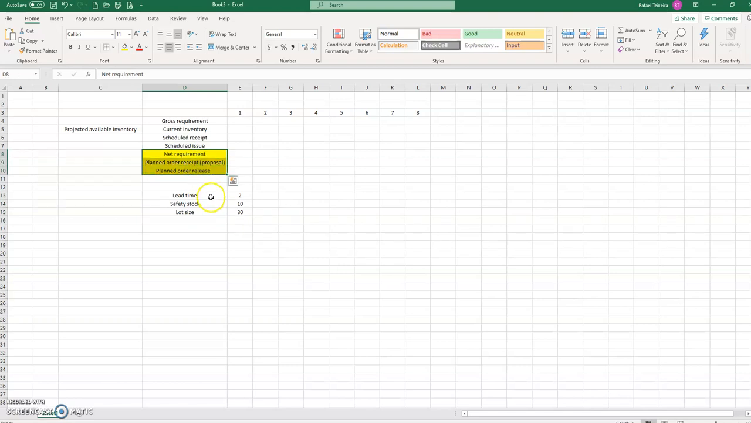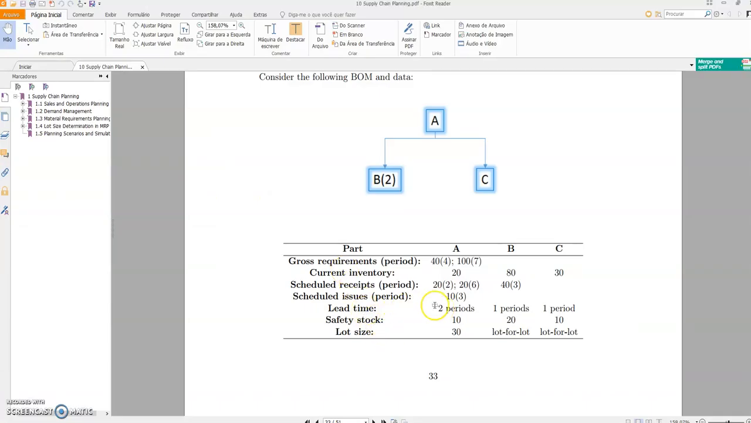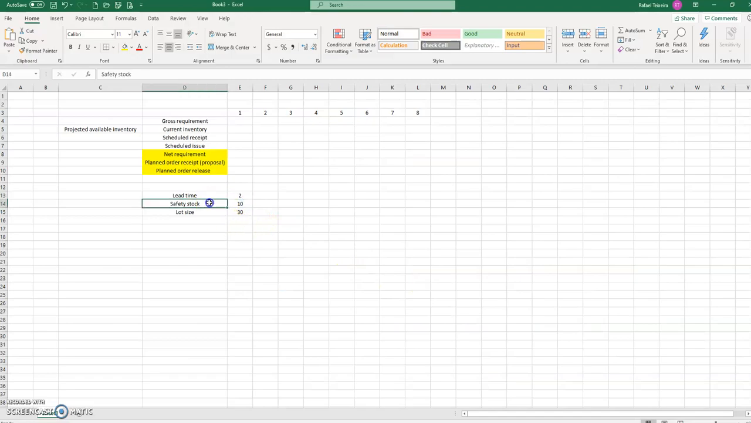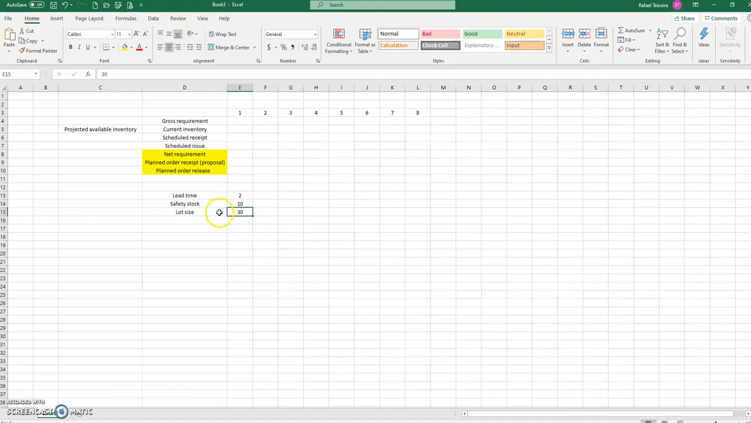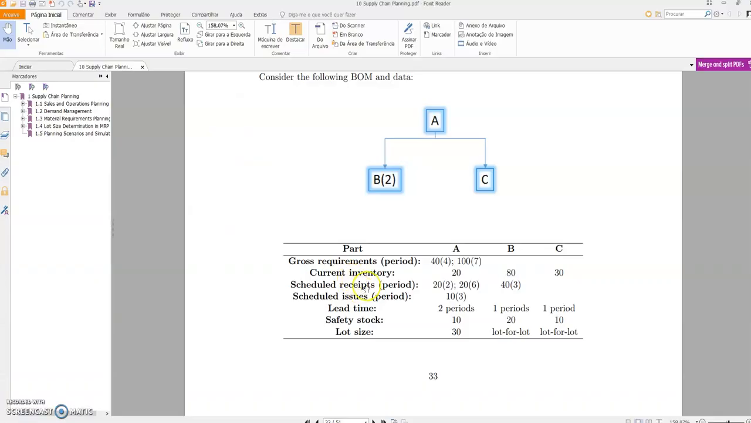So I start placing here the lead time. The lead time is 2 periods. The safety stock is 10 units. And the lot size is 30 units. So every time I produce a lot of 30 units, I need to maintain 10 units in safety stock. And the lead time between production and releasing is 2 weeks. So let's start entering the information here.